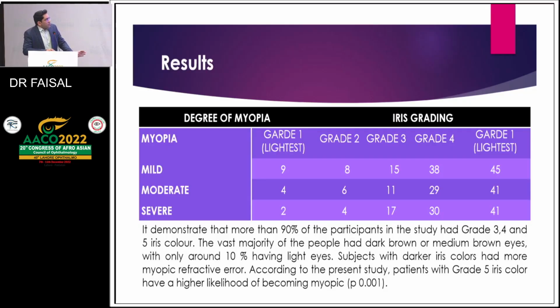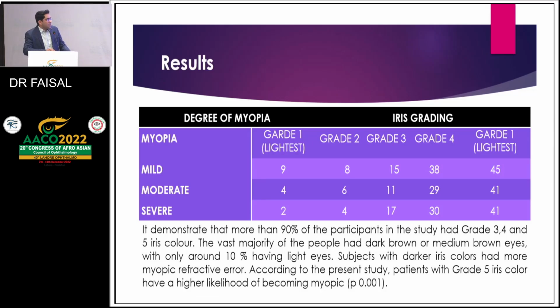And this was the degree of myopia with the lightest colored iris. We found that 45 patients had a mild degree of myopia, 41 had moderate myopia, and 41 had severe myopia. It demonstrated that 90% of the participants in the study had grade 3, 4, and 5 color iris. The vast majority of the patients had dark brown or medium brown eyes, with only 10% having light eyes. This suggested a darker color iris and more myopic refractive error.